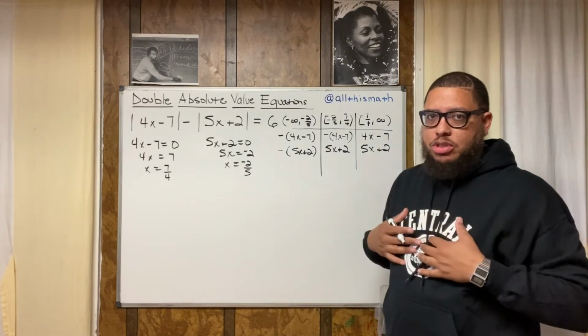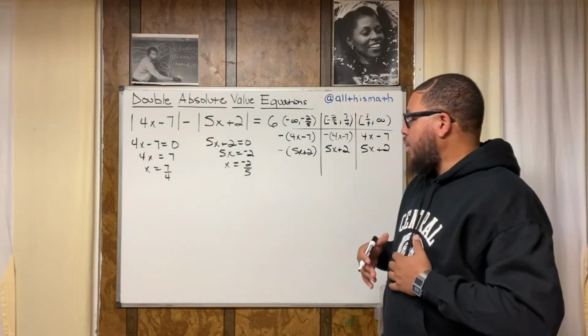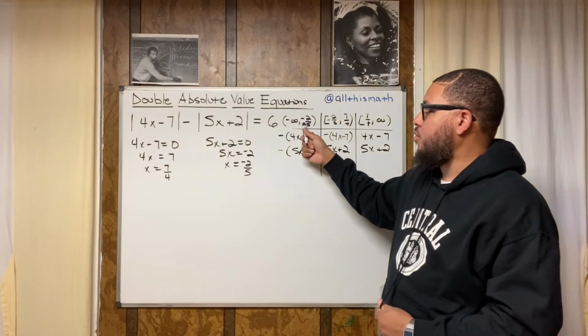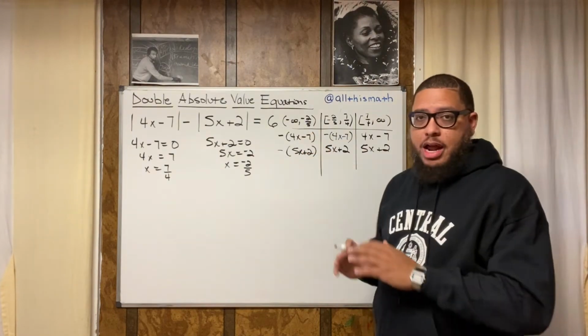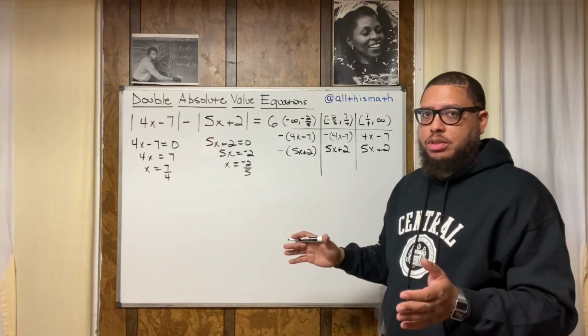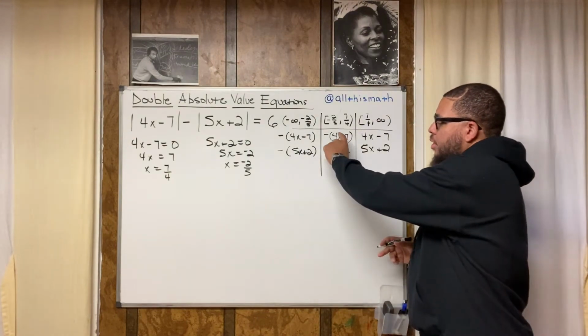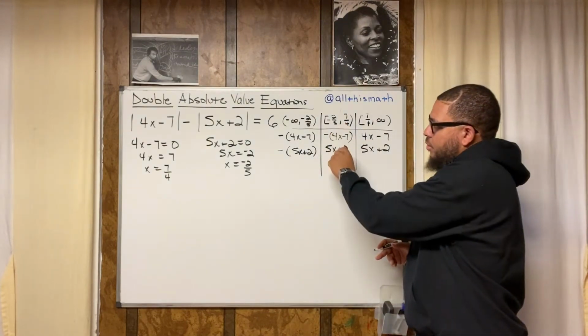Am I going to accept the solution or reject the solution? Now, if that solution is in this interval, then I accept it. If it's not within this interval, then I reject it. And that's not a solution. I do the same thing for the equation that comes out of this interval.